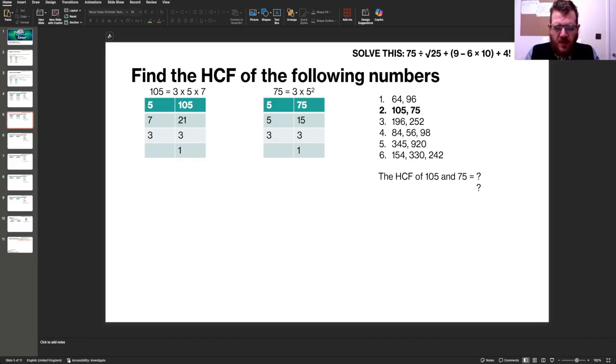Now the common factors at this point are 3 and 5. Only count one of the 5s at this point because only one of them is needed, and that then gives you the answer of 15. That's the highest common factor of 105 and 75.